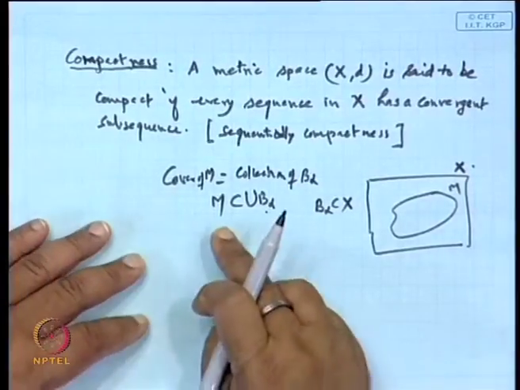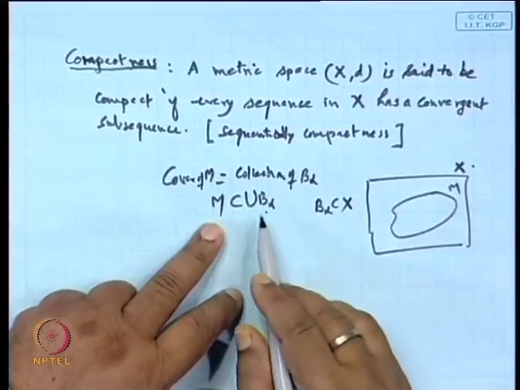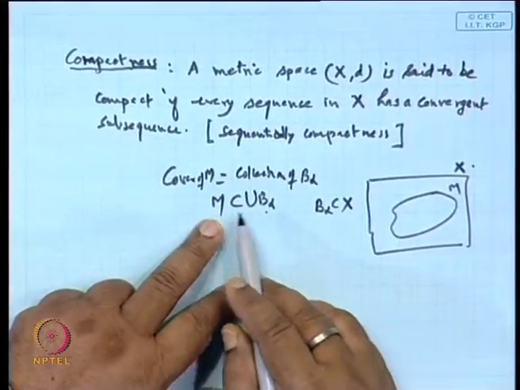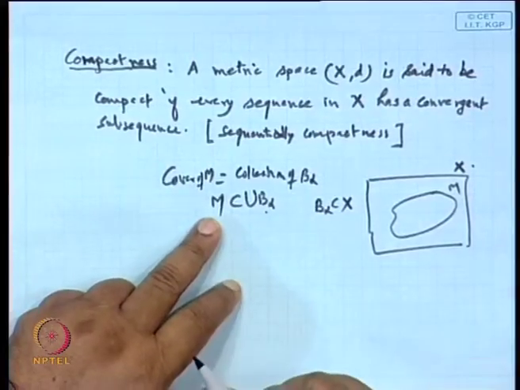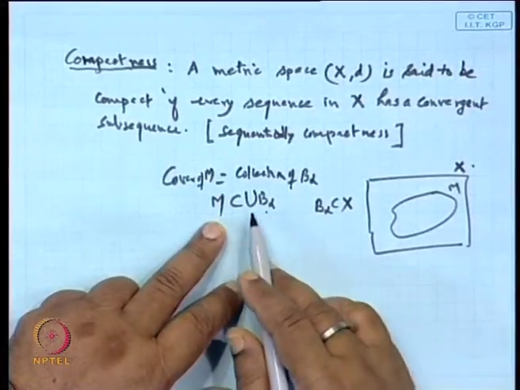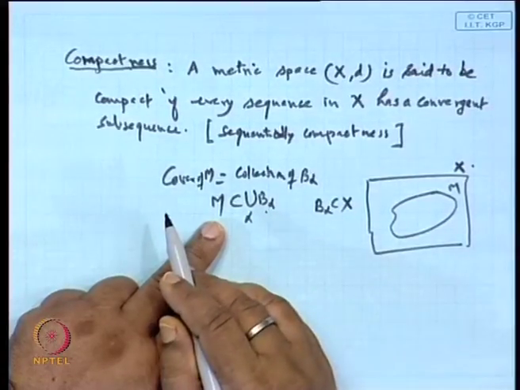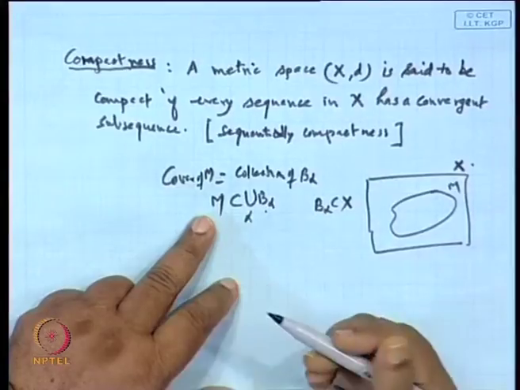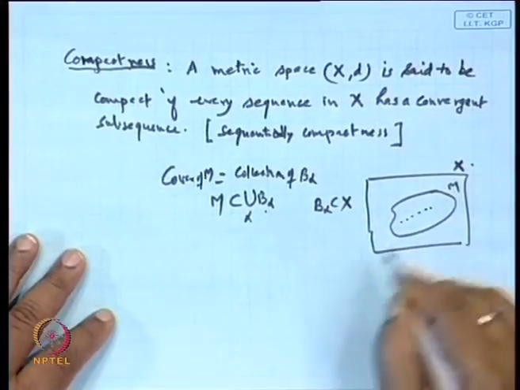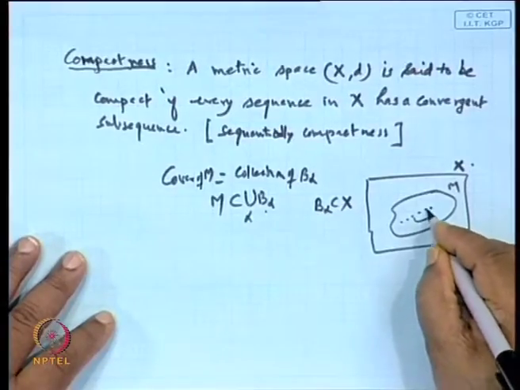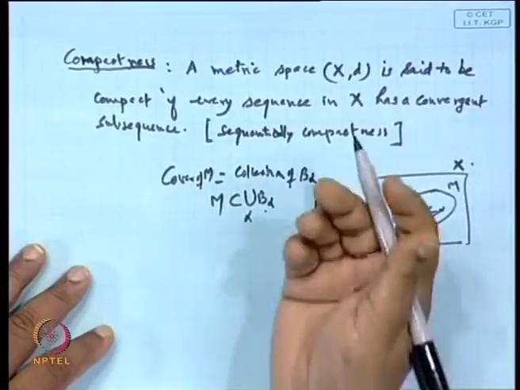So we define a set M in a general topological space as a compact set if every open cover has a finite subcover. Then if they are countable in number, if every countable cover has a finite subcover, we also say it is a compact set. And the third one is, if every sequence in M has a convergent subsequence which converges to a point in M, then we say it is a compact set.